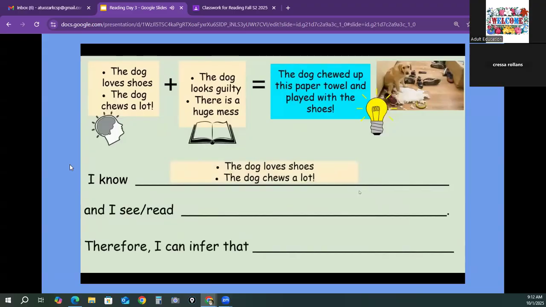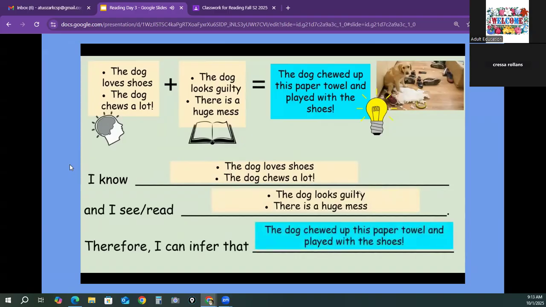So I know the dog loves shoes, and the dog chews a lot. And I see the dog looks guilty, and there's a huge mess. Therefore, I can infer that the dog chewed up this paper towel and played with the shoes.